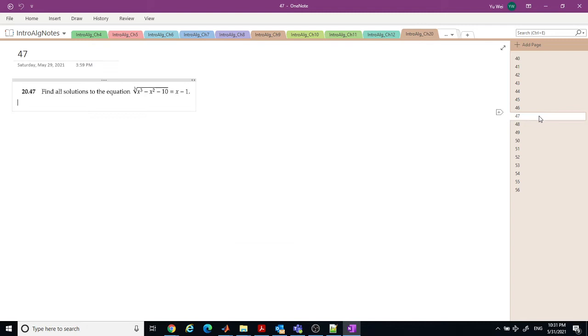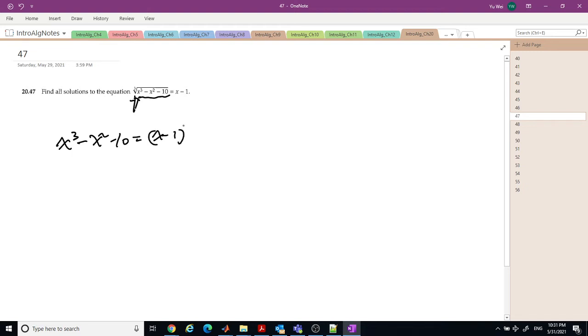Next. So you can see we take the cube root, right? Once you take the cube root, it doesn't matter if the inside is positive or negative. With even roots, you have to make sure the number inside is greater than or equal to 0. So in this case, we can cube both sides, right? x cubed minus x squared minus 10 is equal to x minus 1 cubed, which is x cubed minus 3x squared plus 3x minus 1.